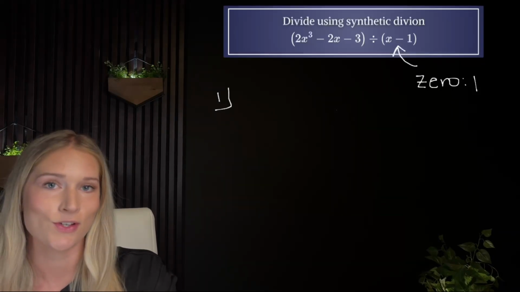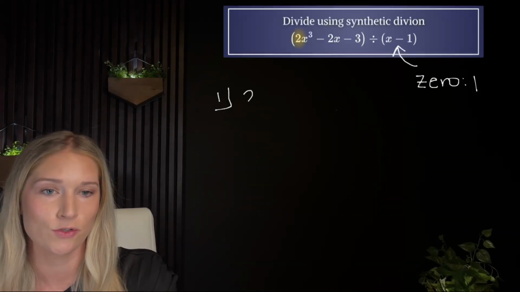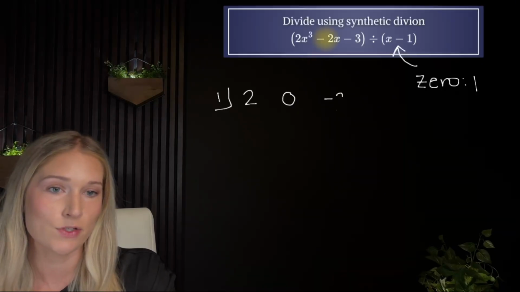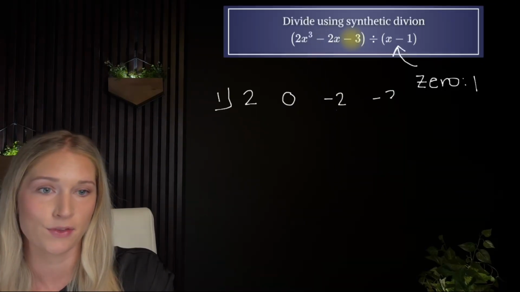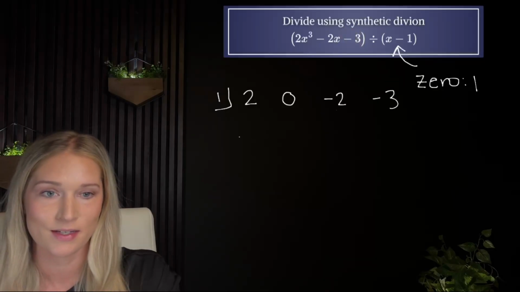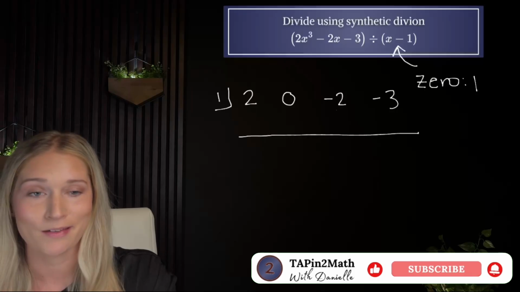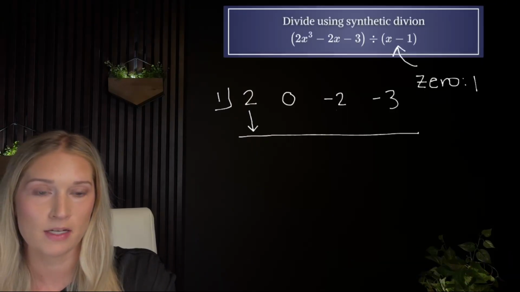So my coefficients starting with that x cubed are 2, then 0 for my x squared, negative 2 for my linear term, and negative 3 for my constant. This is all I need to do to set up my synthetic division. So I'll just jump in. I start by dropping my 2.